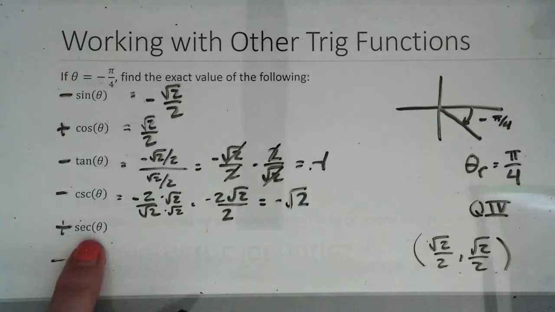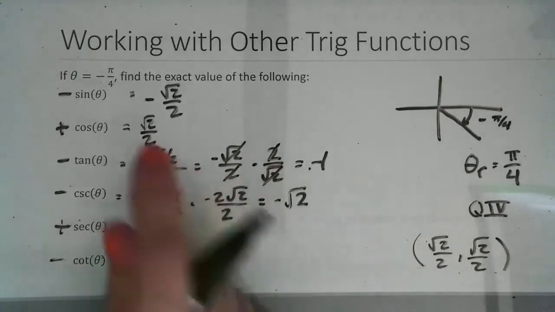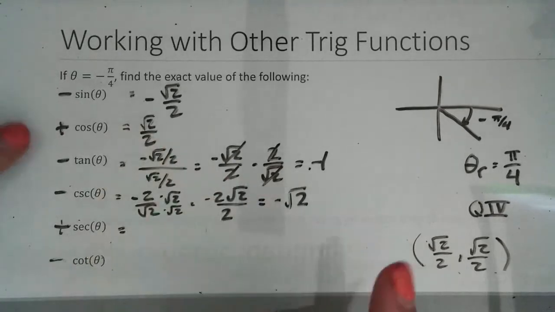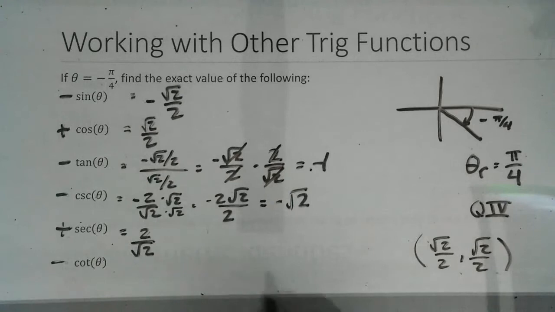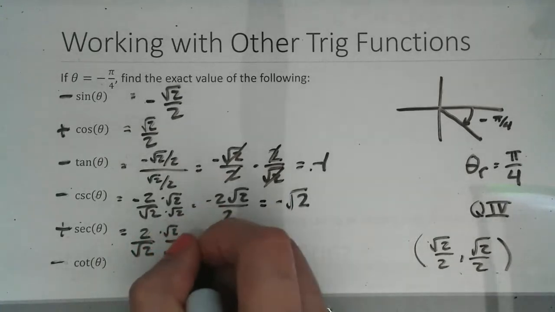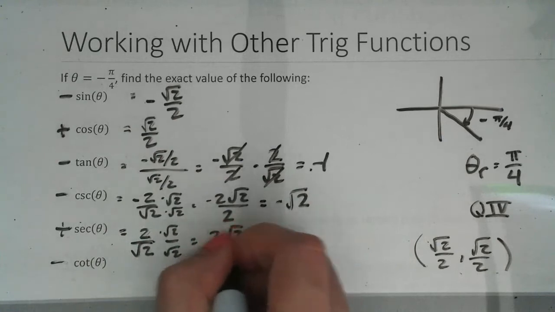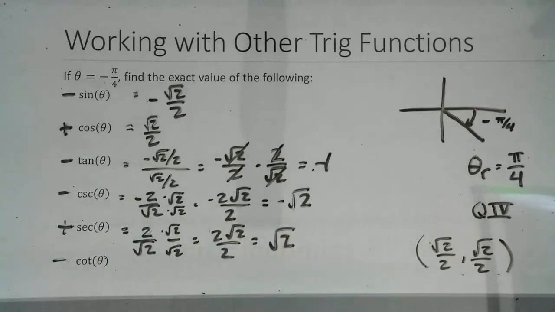Next up, we want the secant of theta, which is 1 over the cosine, or the reciprocal of cosine. So if I do the reciprocal of cosine, I'm looking at 2 over the square root of 2. I'm going to rationalize that again by multiplying by the square root of 2 in my numerator and denominator, which gives me 2 square root of 2 over 2. The 2's cancel, leaving me with just a positive square root of 2. And it's positive, and that lines up with what I wanted.